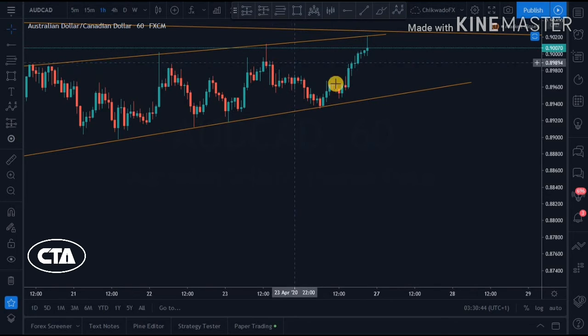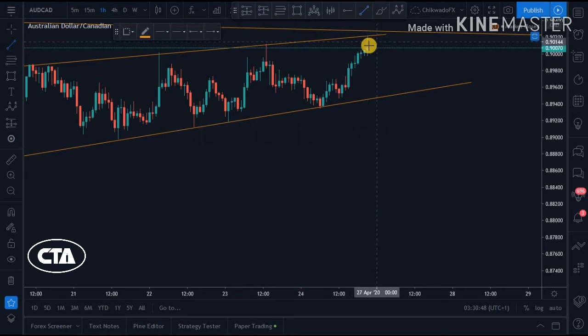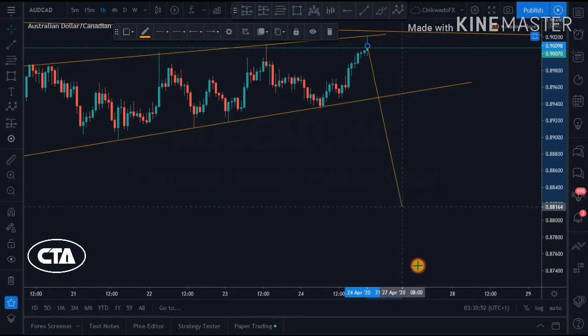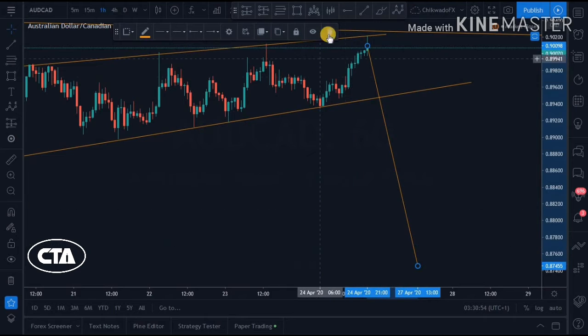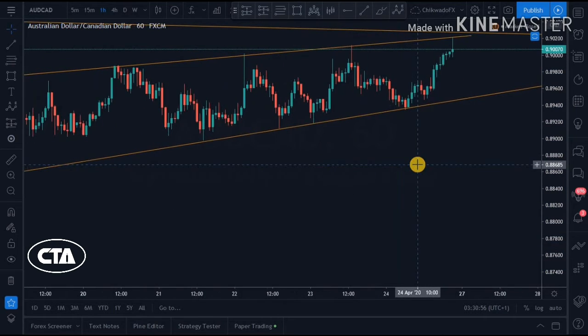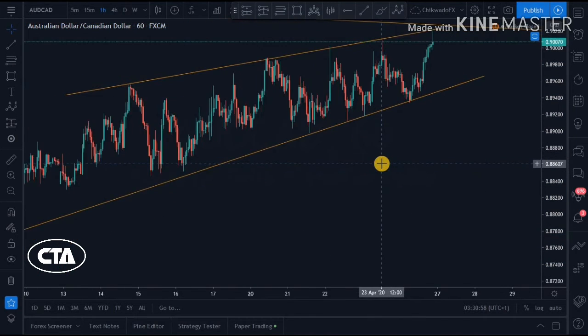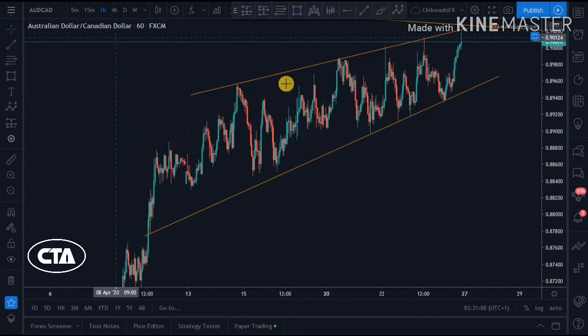If we were to sell this market, you might be taking your first target around this zone here. You might just take your first target, and then if it breaks it, you could extend that all the way. So this is what we are looking at on Australian dollar versus the Canadian dollar.